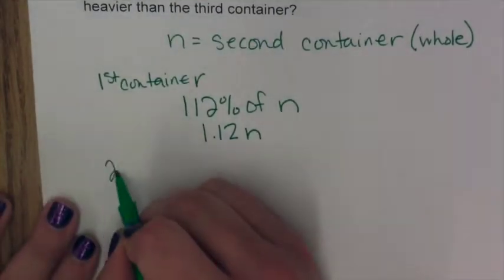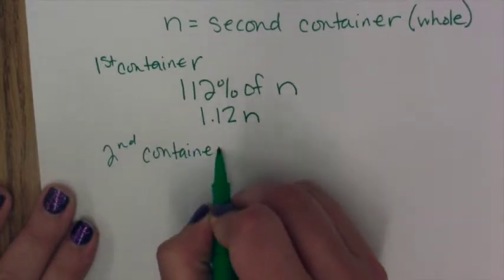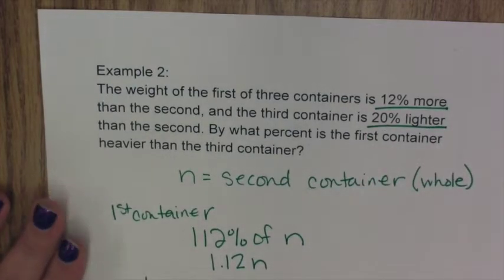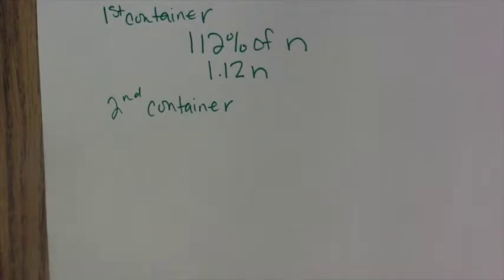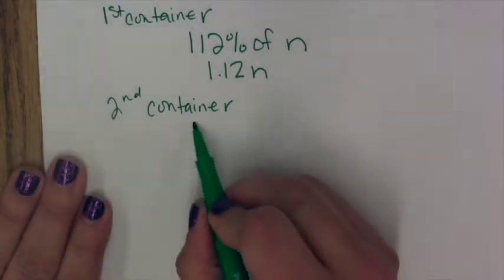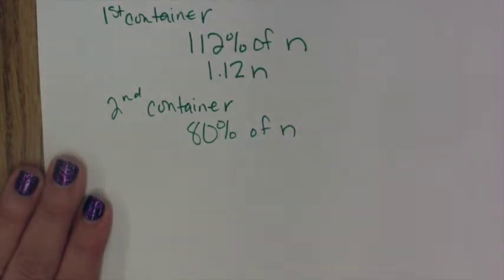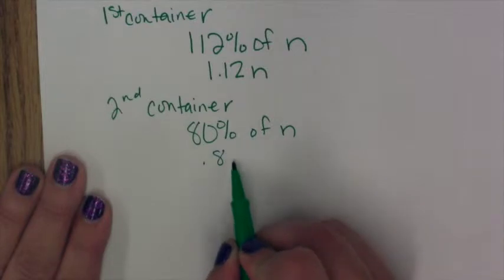Okay, let's talk about our third container. In our problem, it says that it is 20% lighter, so that would be less than. So if we start at 100 and we take away 20, it would be 80% of the second container, or N. So we're going to change this to a decimal. Of means to multiply.